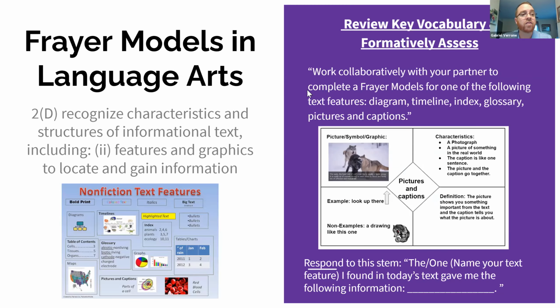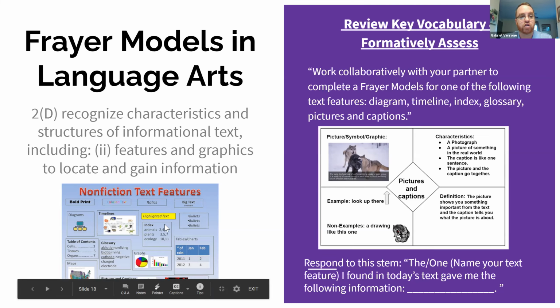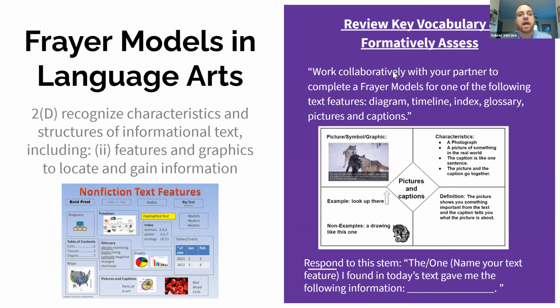Now, let's say I'm teaching a 2nd grade language arts unit and I'm looking at TEK 2D, right? Point II here, and it's text features and graphics to locate and gain information, right? So I'm going to go over these nonfiction text features with my kiddos, and I'm going to now review key vocabulary, right, before I release them to work independently, and I'm also going to formatively assess. So I might tell them, work collaboratively with your partner to complete a Frayer model for one of the following text features, right? So similarly, I'm going to assign this to different partners: diagram, timeline, index, glossary, pictures, captions, right?